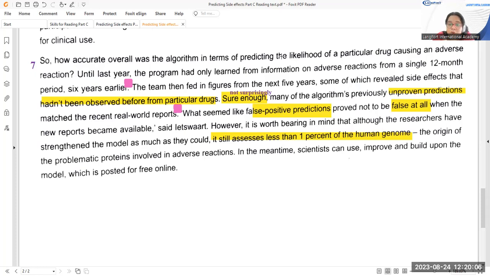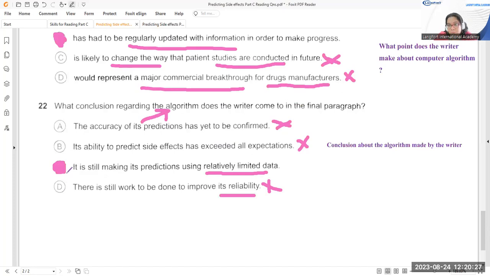The human genome is responsible for all the proteins, problematic proteins that cause adverse reactions. But the algorithm only has the ability right now to assess 1% of the human genome. So that means, does it have all the data? No, it only has 1% of the data. So that's why C is the answer.